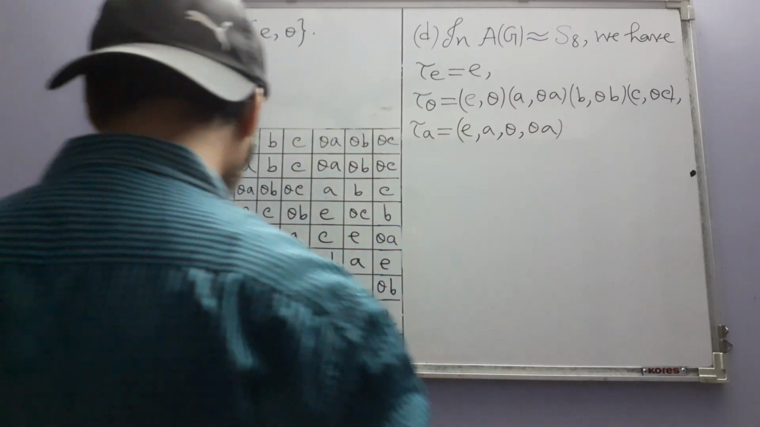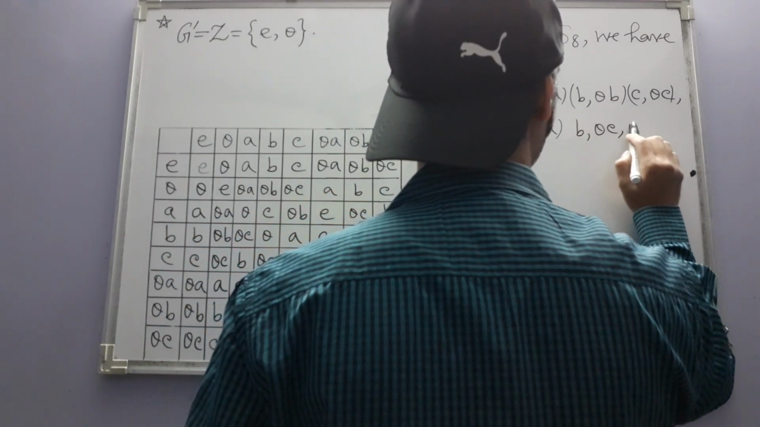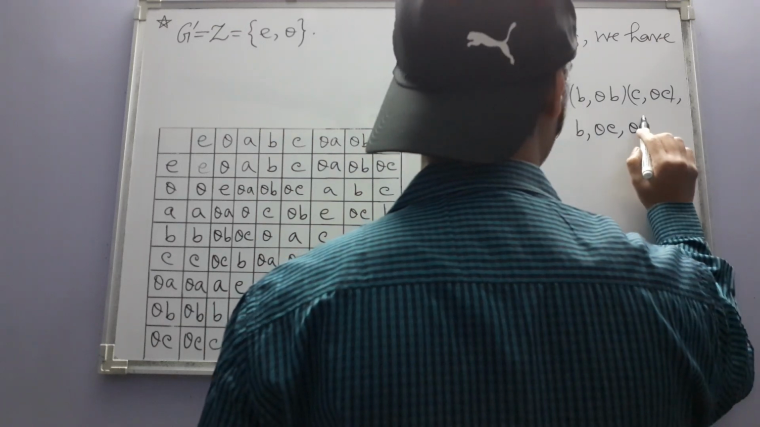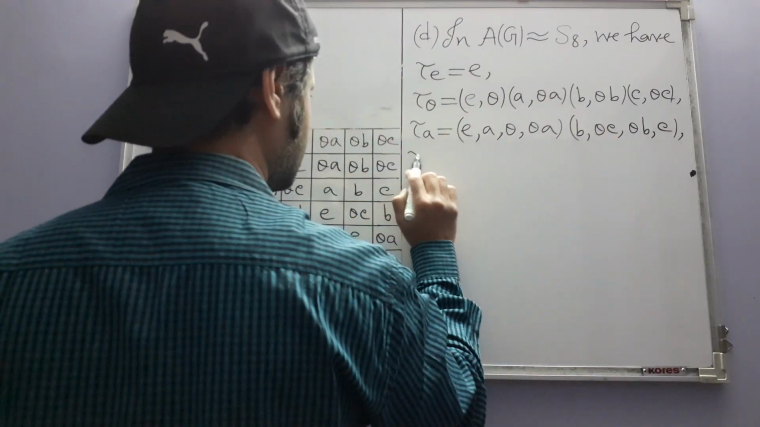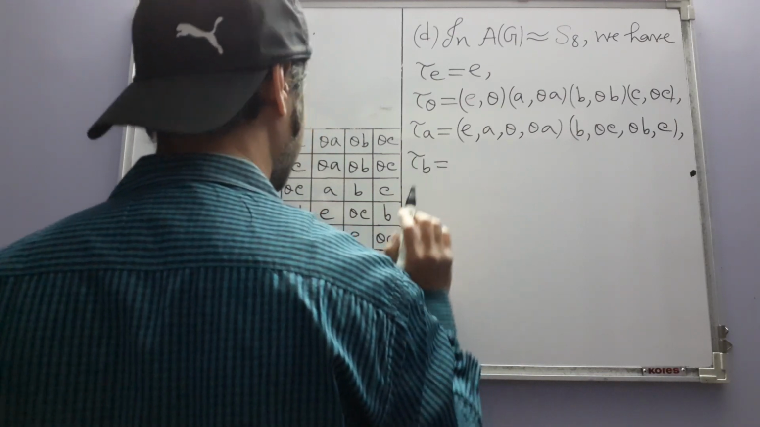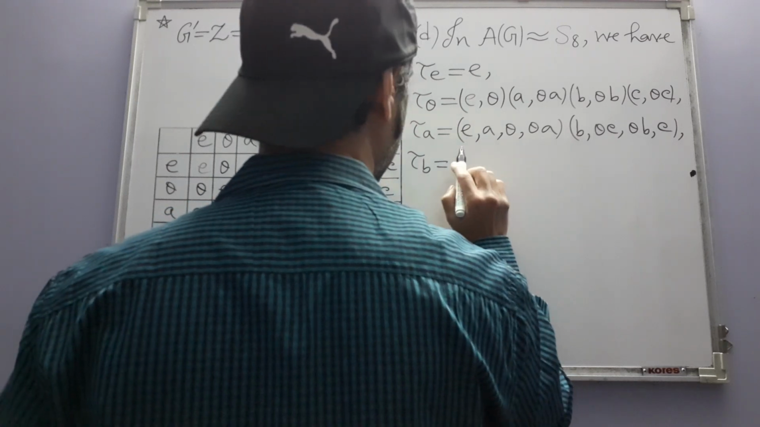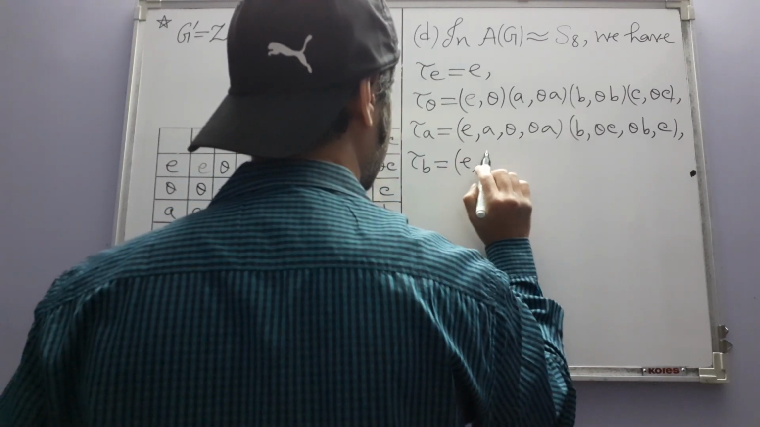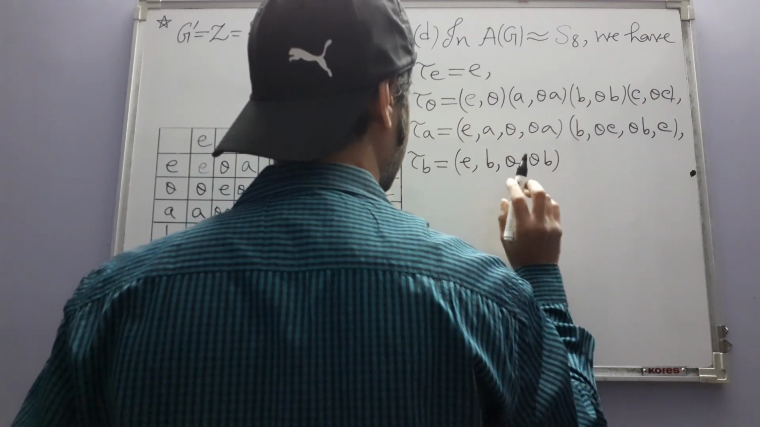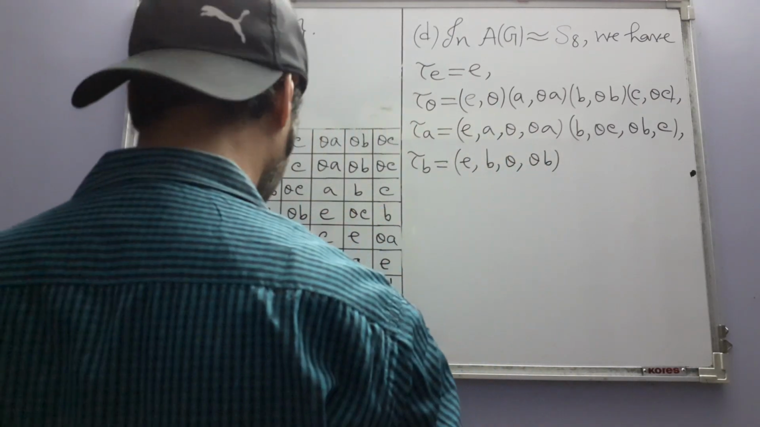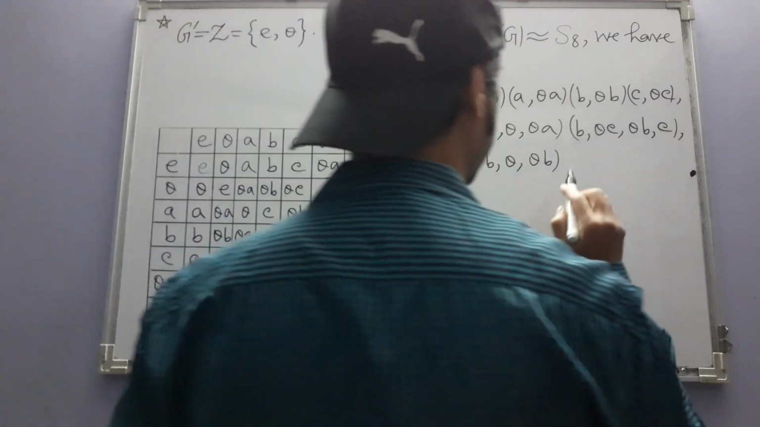And B theta C, theta B C. Next, tau B. Tau B is E B theta theta B. Then A C theta A theta C.